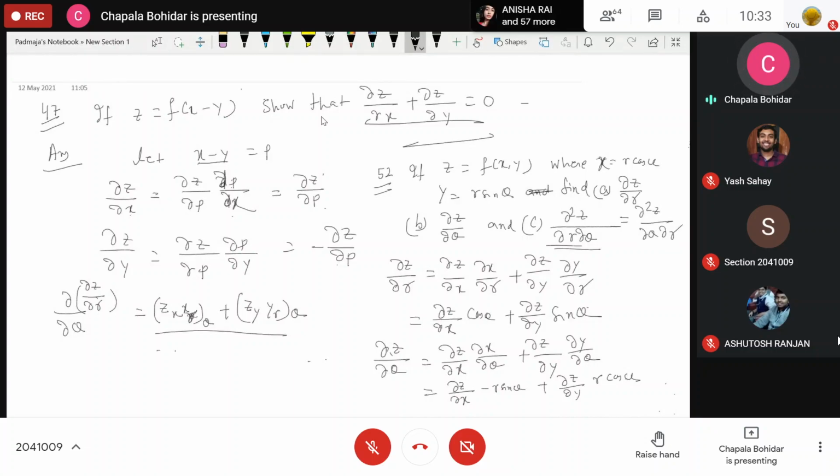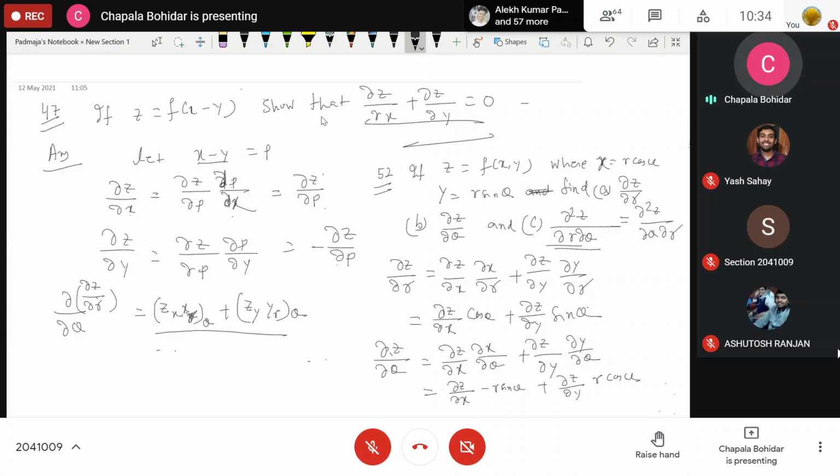Del z by del x, I can write down as zx, yes? And del x by del r, I can write down with x as the subscript r. That is, I have written xr, which means del x by del r. Similarly, here it is del z by del y, that is zy and yr.